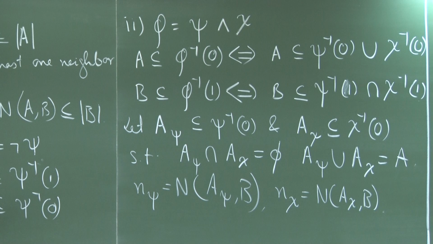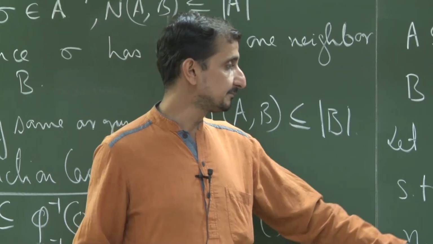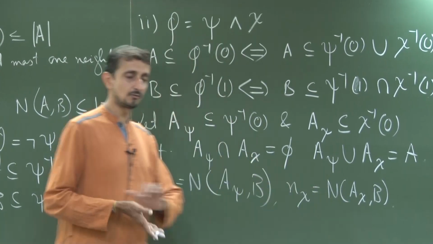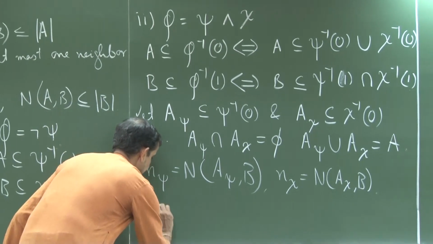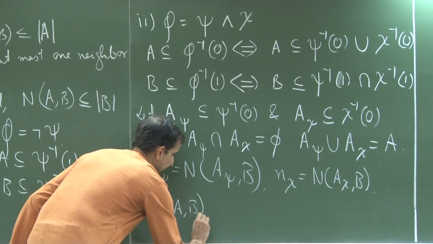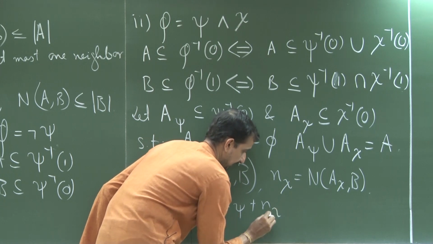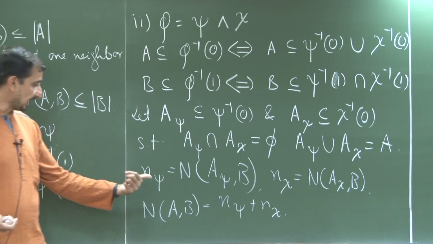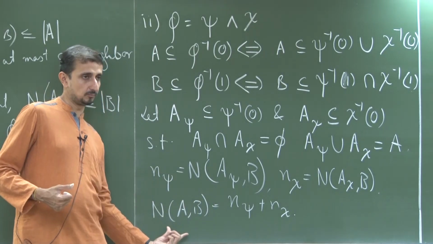So, what was n_AB? n_AB is all those tuples such that the first element belongs to A and the second element belongs to B, and they are neighbors. Now, I am partitioning A into A_psi and A_chi. So, what would be the relation? Exactly. So, n_AB is nothing but n_psi plus n_chi, because each tuple I can decide to put either in this set or in this set.